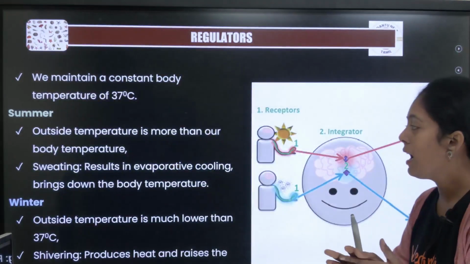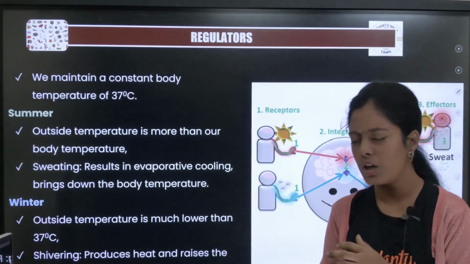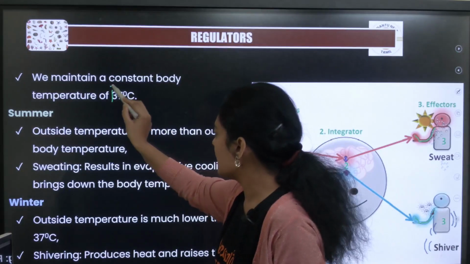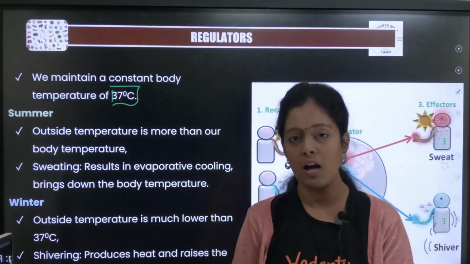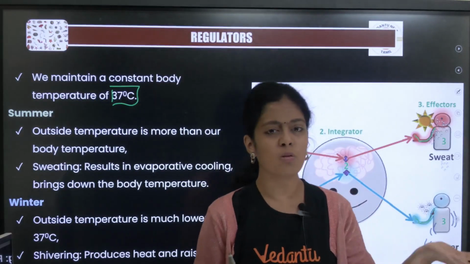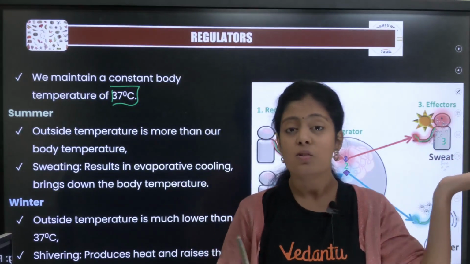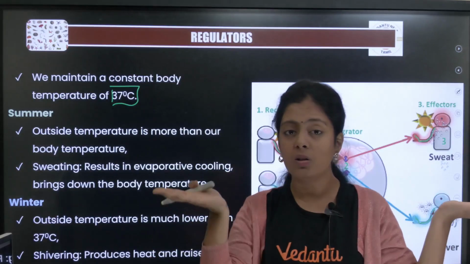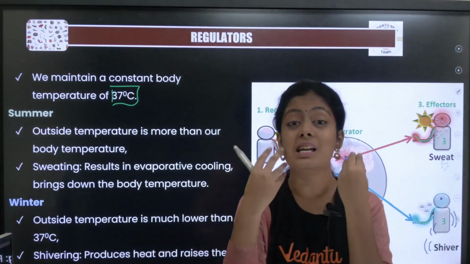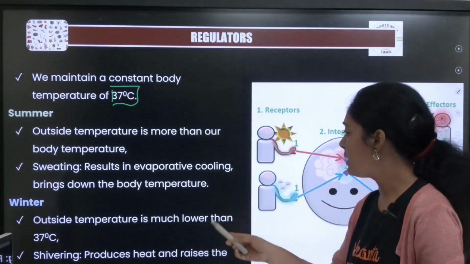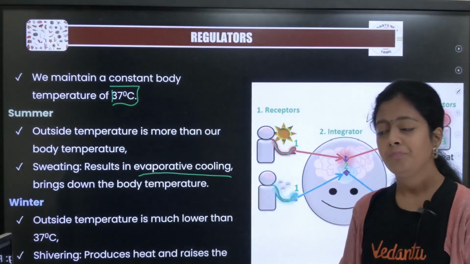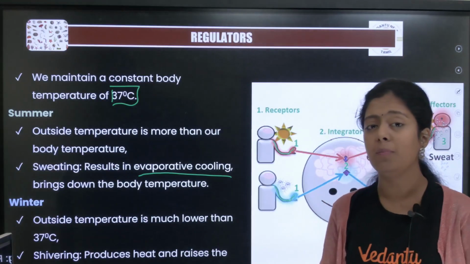Okay, next, let's take ourselves as an example. What is our body temperature, children? 37 degrees Celsius. How do we maintain this temperature? Take summer. In summer the outside temperature is increasing, so your body temperature also tends to increase, correct? So we start sweating out. Okay, when we sweat, what happens? It results in evaporative cooling. That is going to bring down my temperature.